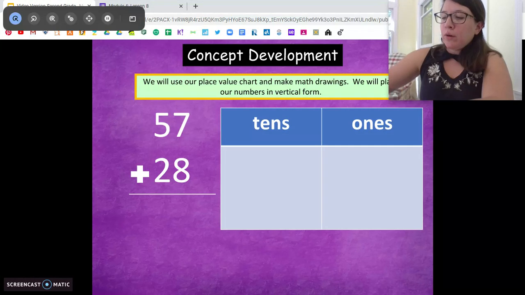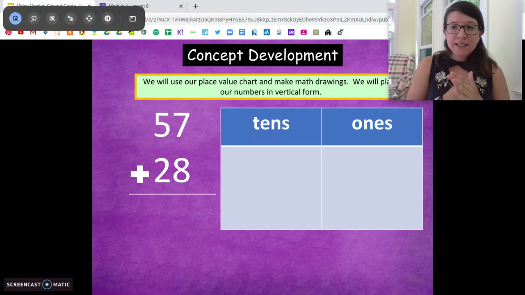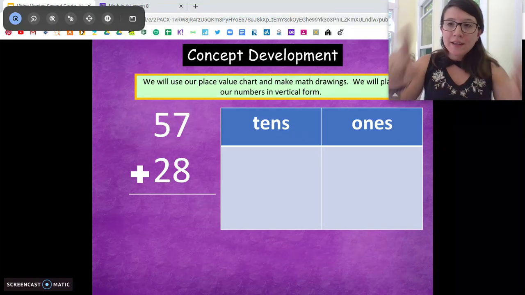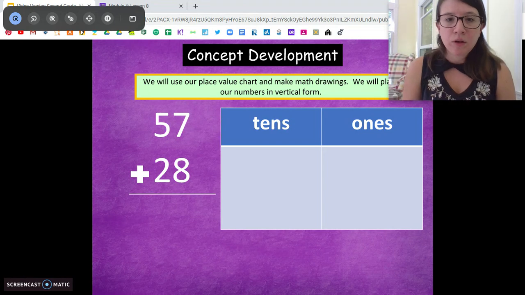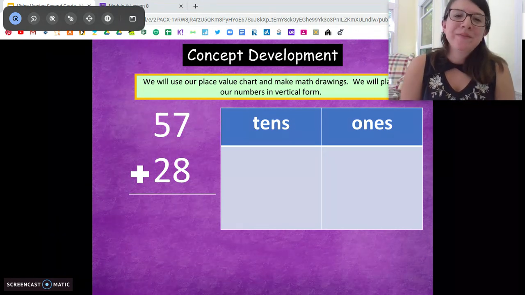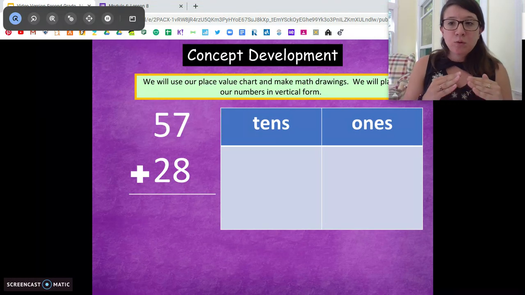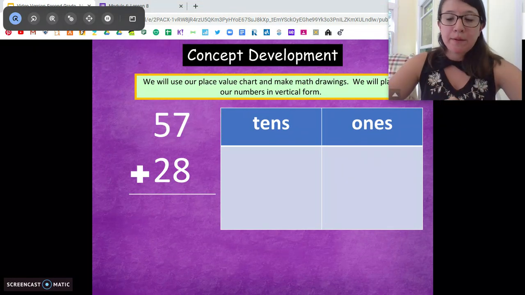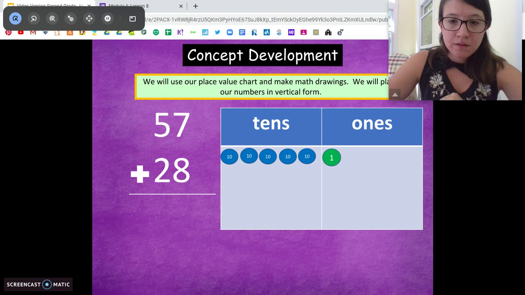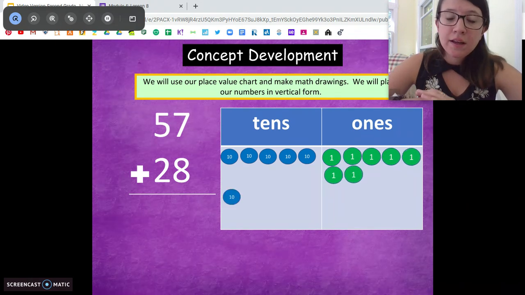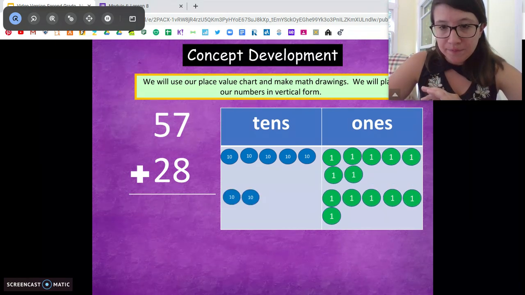Go ahead, clear your board, and I want you to write 57 plus 28 on your paper and solve using the vertical method. Then we'll go over it. Ready? Okay, so I have 57 plus 28. That's our problem. So I'm going to start by making 57, 5 tens, 7 ones, and 28.